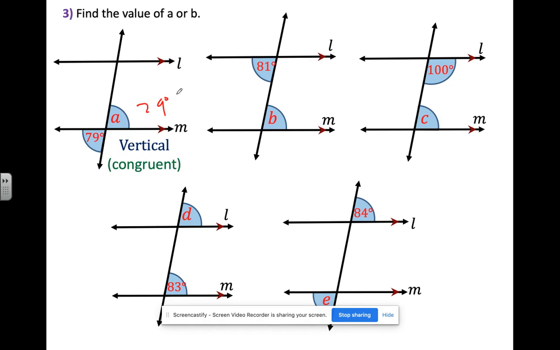These angles, the next one is alternate interior because they're in the middle. You see that? They're in the middle. So they call it interior, and because they're on different sides of the line, they're called alternate. And they have the same measure. Therefore, this angle over here is 81 degrees.